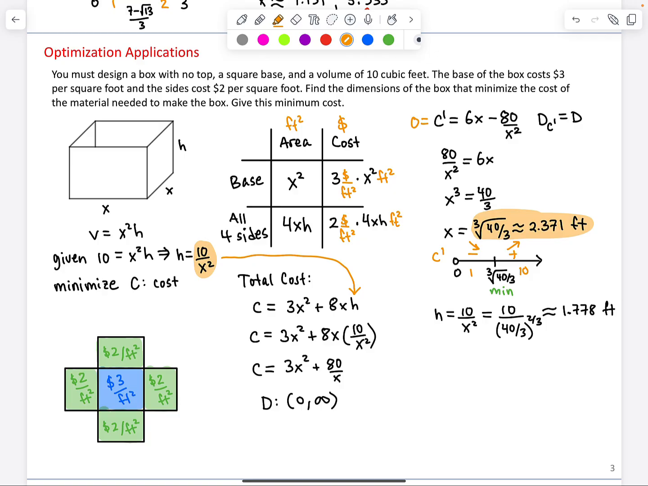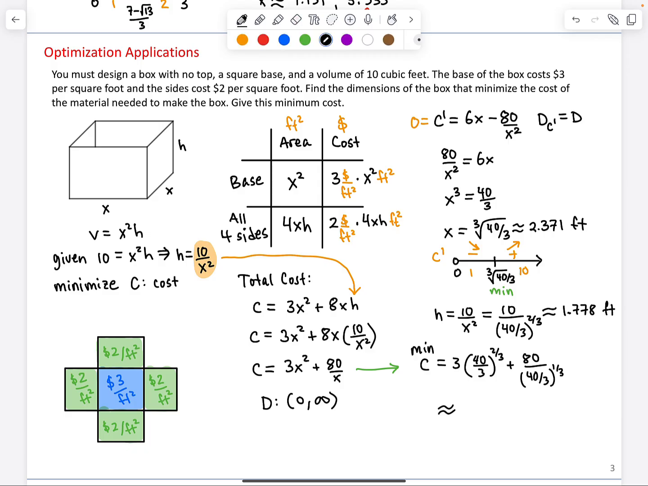And then lastly, we're expected to find the actual minimum cost. I could do this a variety of ways. I could use this cost equation and substitute in both x and h and calculate cost, or I could use this cost expression and substitute only in x. This is what I'll do. So the cost will be 3 times x squared. X is 40/3 to the 1/3 power. You square that, you get a 2/3 power, plus 80 over, and then x is 40/3 to the 1/3 power. And this is a minimum cost.